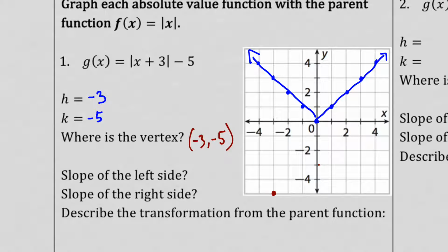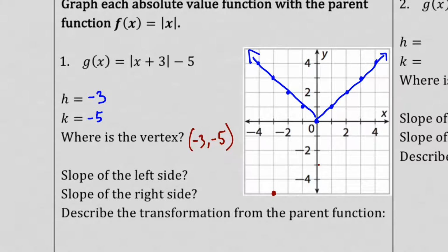It's going to look exactly like the parent function. I know that because there's nothing here in front of the absolute value. When there is something here in front of the absolute value, like a 2 or a 3, then it changes its shape. But since there's nothing there in front, I know that it looks exactly like the parent function, which means that I can follow the exact same pattern that I did for the parent function. From this point, which is the vertex, I'm going to go up 1 over 1, up 1 over 1, and so on to make my graph.